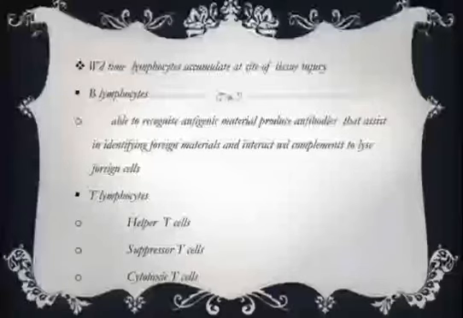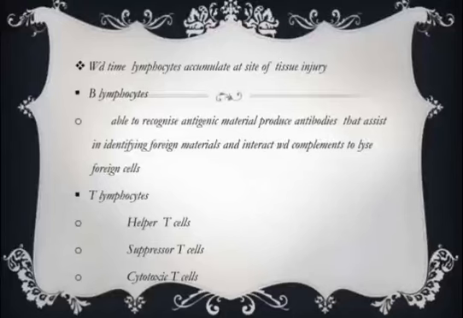In time, lymphocytes accumulate at the site of tissue injury. B lymphocytes are able to recognize the antigenic material. They produce antibodies that assist in identifying the foreign materials and interact with complements to lyse the foreign cells. In the case of T lymphocytes, there are the helper T cell, suppressor T cell and cytotoxic T cell.